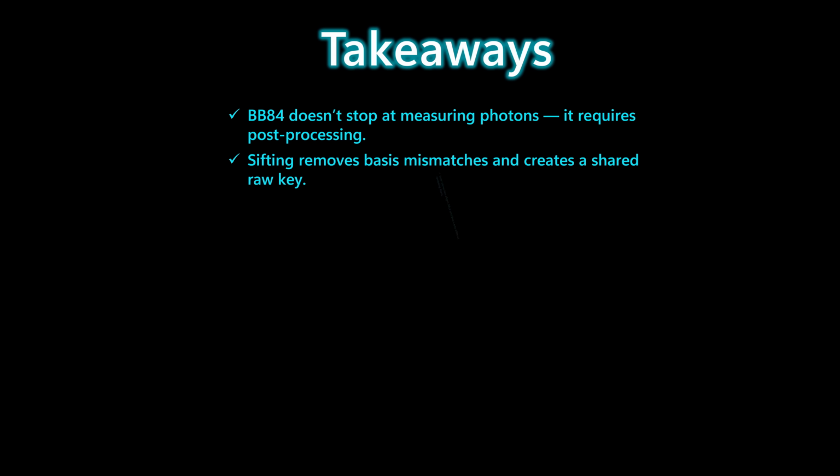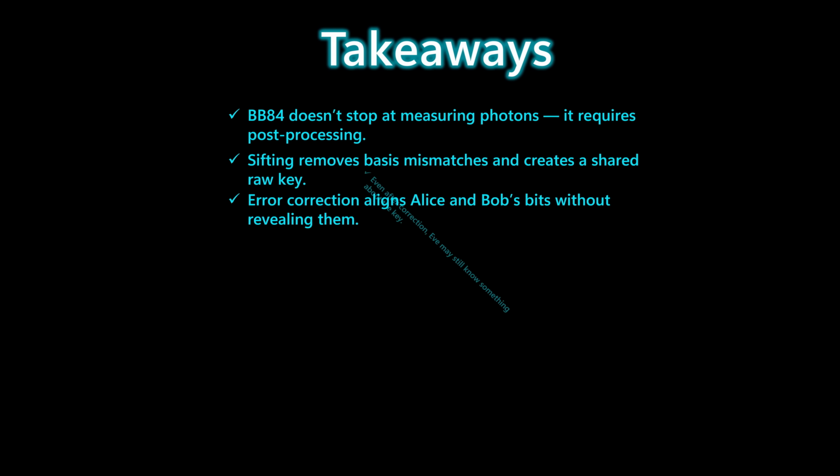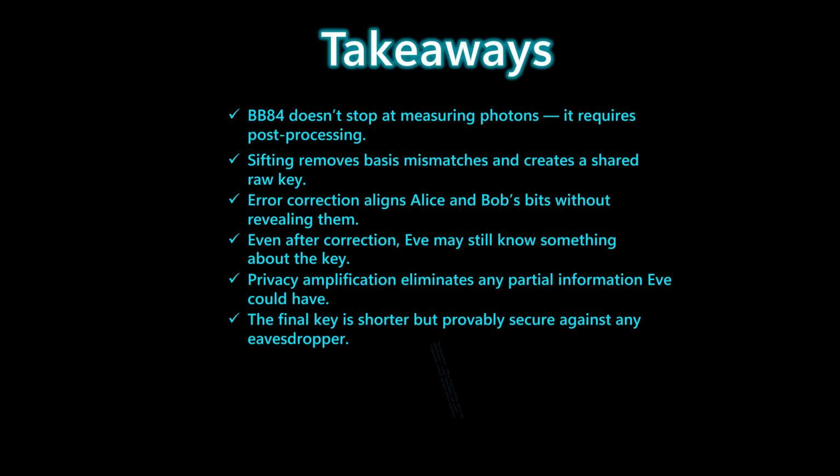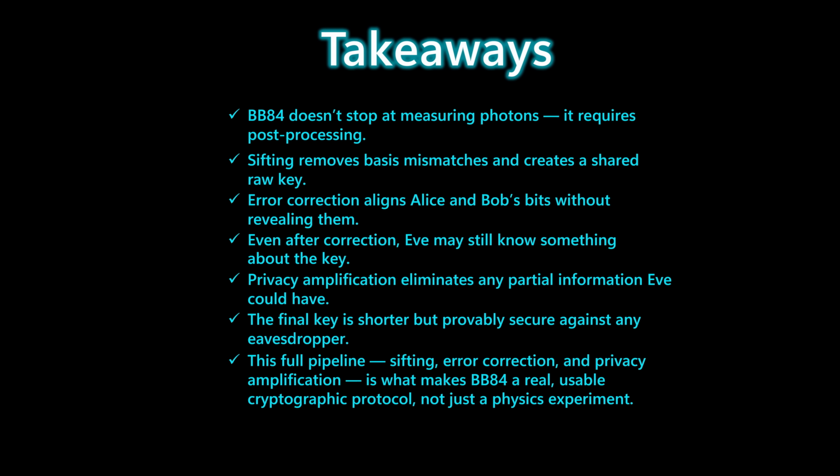So here's the big picture. BB84 doesn't end when Alice sends photons to Bob. The protocol relies on a series of post-processing steps that turn noisy quantum measurements into a real, usable secret key. Sifting removes all of the basis mismatches and gives Alice and Bob a shared, raw key. Error correction cleans that key up and makes their bits identical, without revealing them.